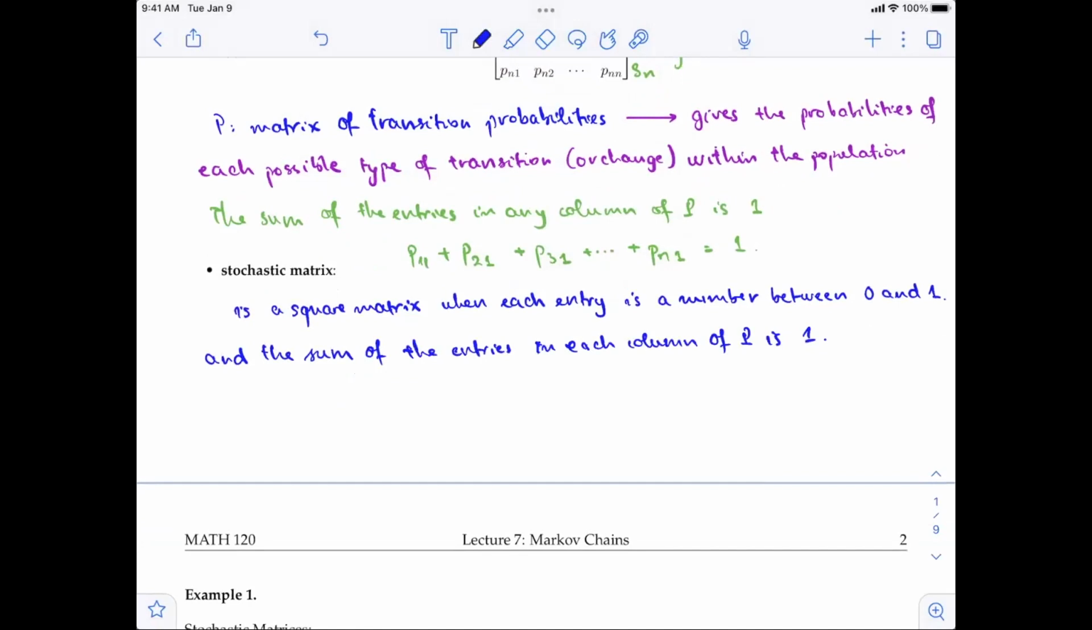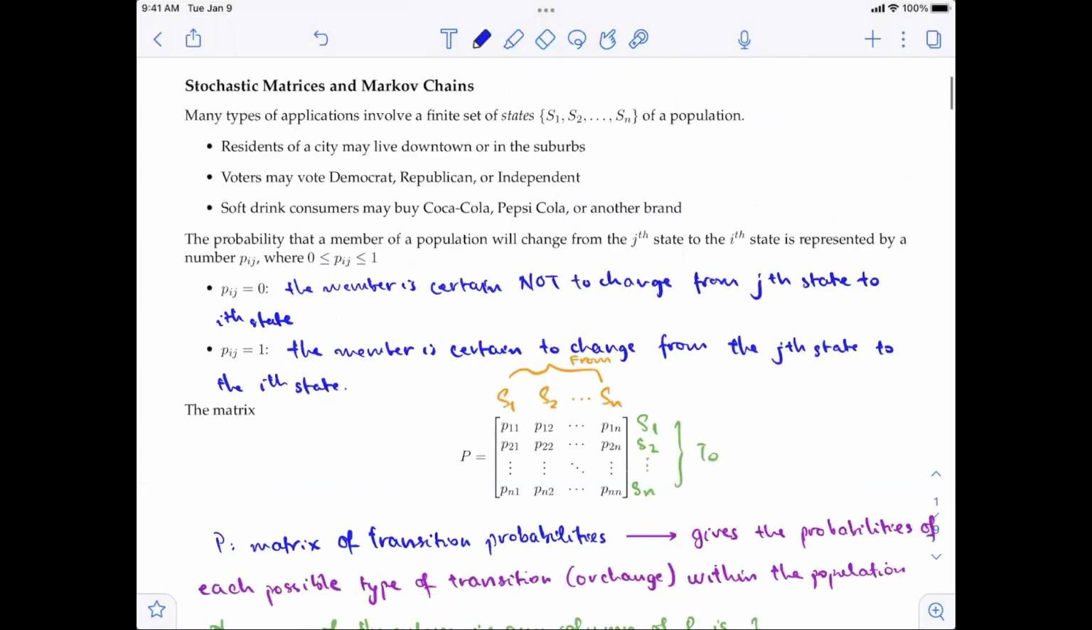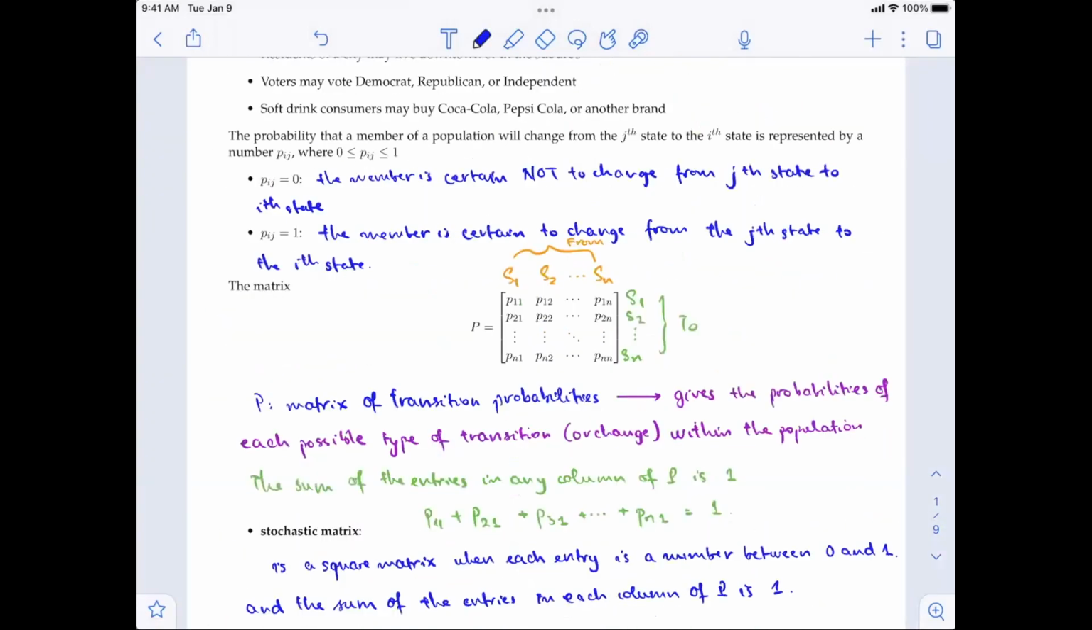All right, so that's enough with the definitions. Let's quickly recap what we have here. We want to look at the matrix. This is called the matrix of transition probabilities, or a stronger statement, P is a stochastic matrix because it's a square matrix whose entries are between 0 and 1, and the sum of the entries in each column of P is equal to 1.